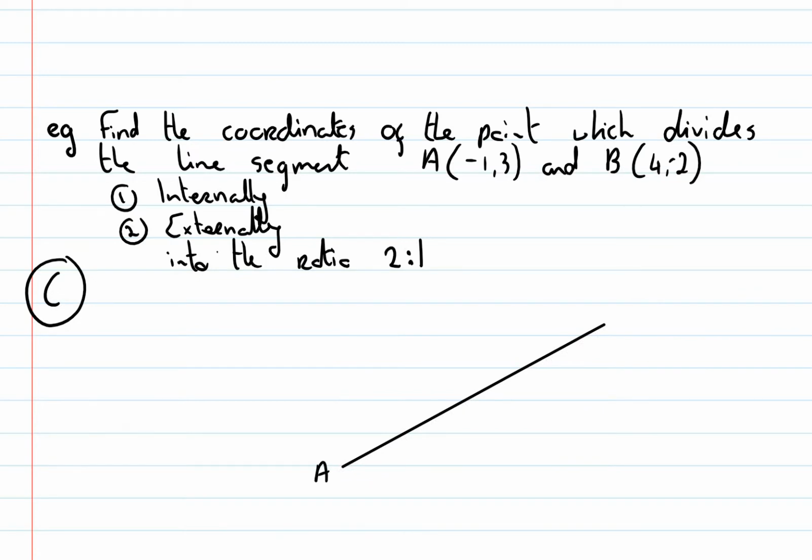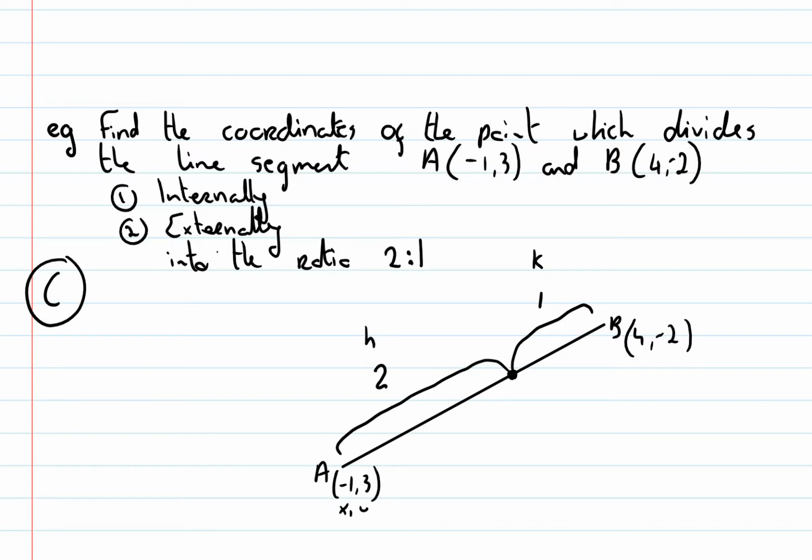Right, let's just pretend that's A, that's B, so that's (-1, 3), and (4, -2). Now I want to put a point somewhere on this line that will divide this line AB into two bits. And the two bits will have a ratio of 2:1. So basically one bit will be twice the length of the other. So I need a point somewhere here that will make sure that this bit here is twice as big as that bit there. Okay, remember this is h and this is k. That's x1, y1, x2, y2.